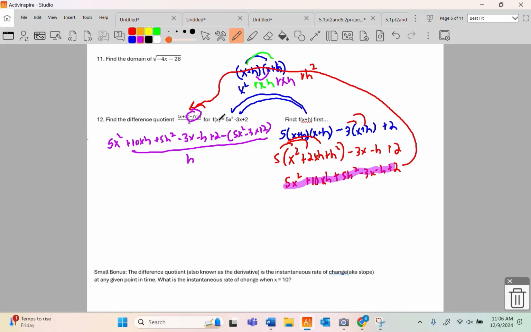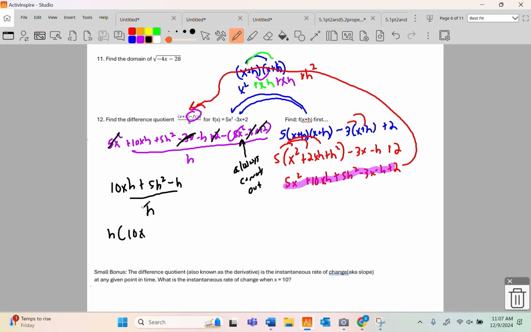You have a 5x squared, take away a 5x squared. You have a negative 3x, take away a negative. That's addition. Gone, gone. You have a 2 minus a 2. Gone, gone. Whatever is here, this always cancels out. Always. No exception to that. So we're left with 10xh plus 5h squared minus an h, all sitting pretty over an h.